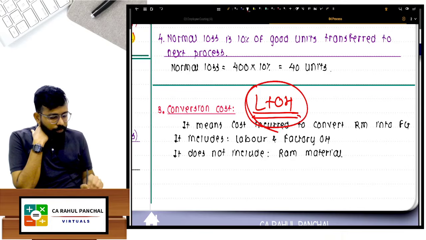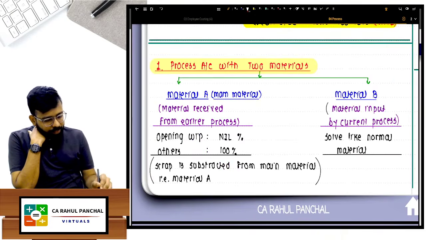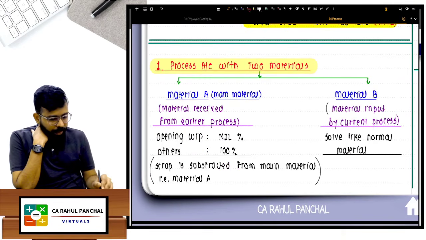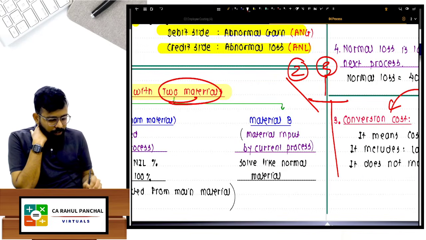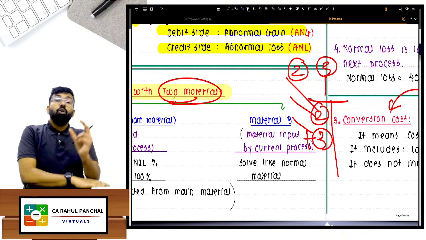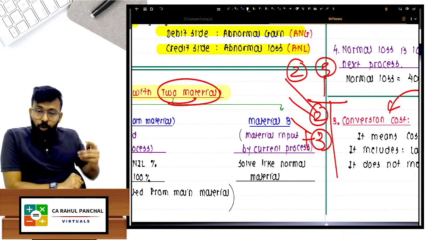Labor and overhead, it becomes your conversion cost. Sometimes they use that word. And if a question has two materials, if you are solving a question of second process or third process, let us say third process, you are receiving material from process 2, and you are adding your own material. There are two materials, the first which is purchased or taken from process 2, and then you are adding your own material.